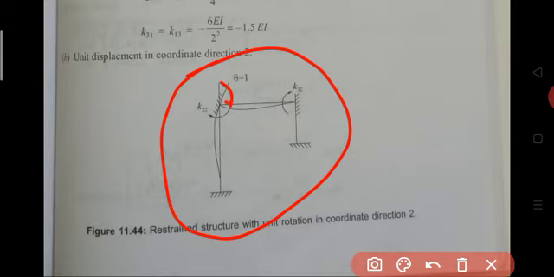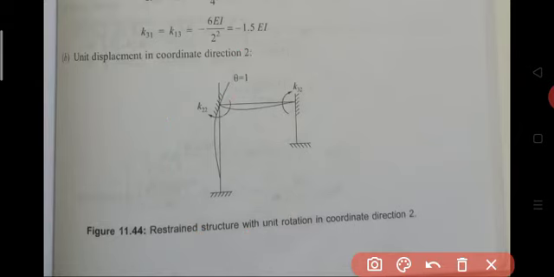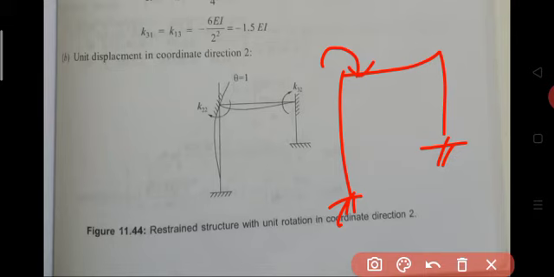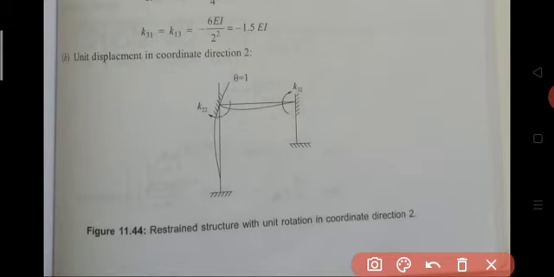We are permitting unit rotation at node B. So this is our structure. Therefore you get some end moments. So what are the end moments?